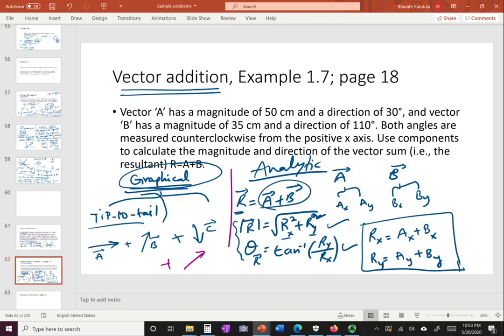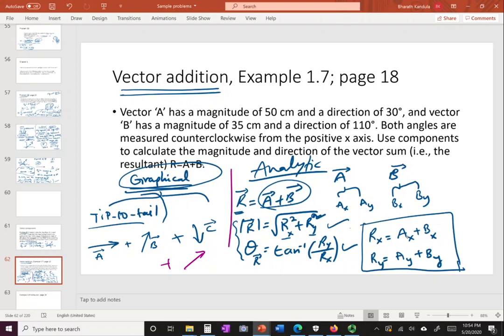Now you need to be careful here. We said the resultant is the sum of A plus B. You cannot just add the magnitudes of A and B here, because these are vector quantities. You must consider the direction, and that means you must consider the angle that these vectors are making with the x-axis.